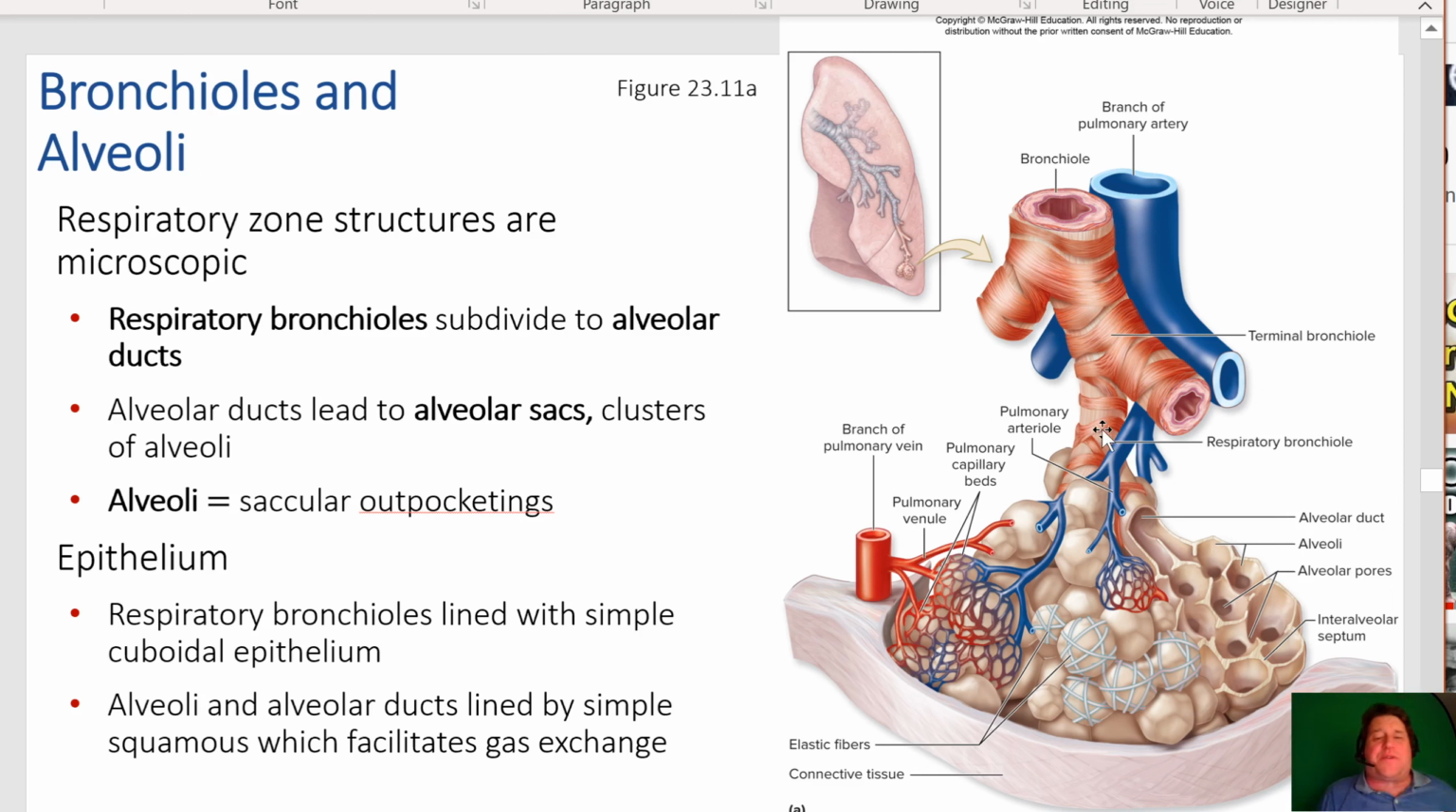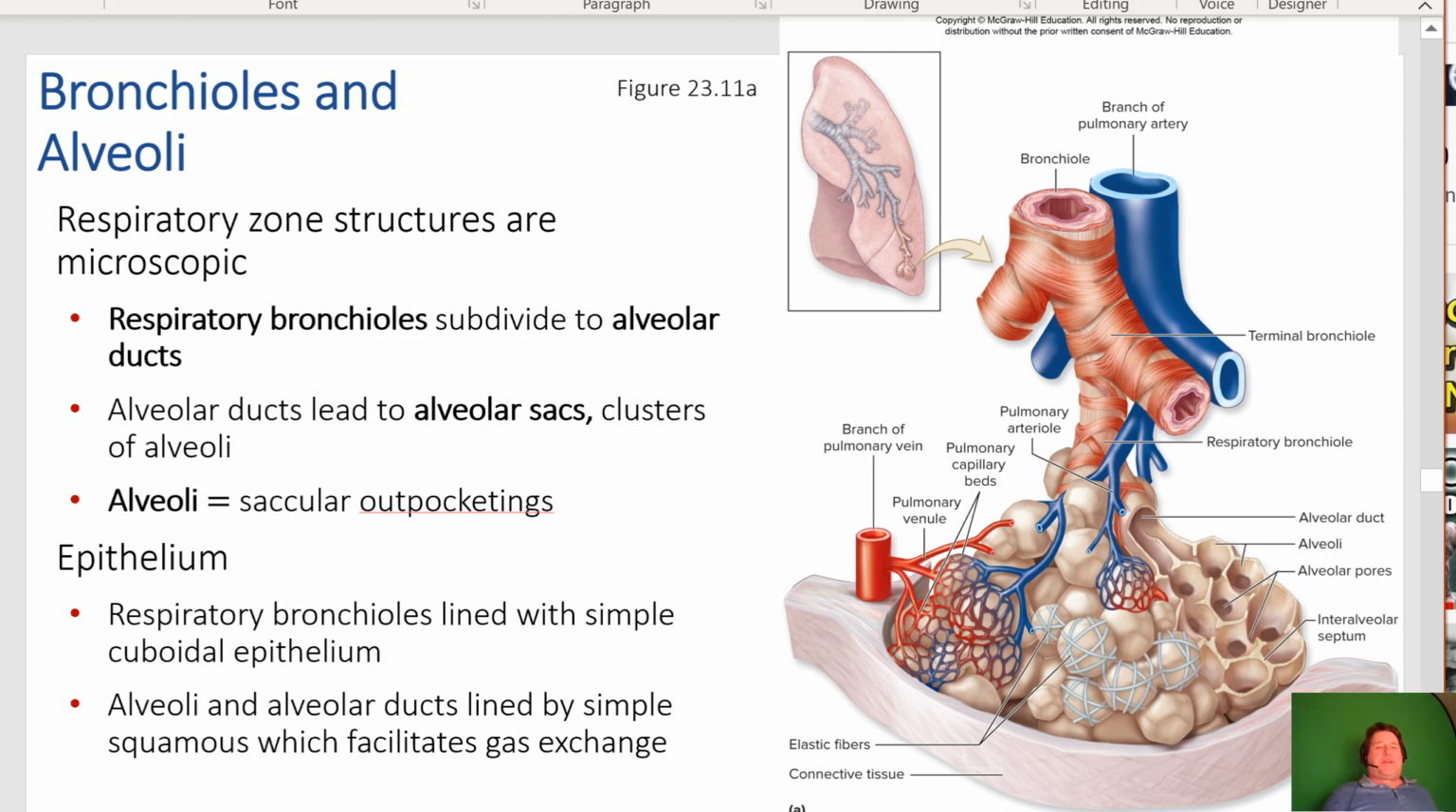The last of the bronchioles are the respiratory bronchioles. So the respiratory bronchioles then subdivide to the alveolar ducts. And alveolar ducts are these last ones that lead to these big bubbles here. I'm calling them bubbles. They look like a bunch of bubbles. And these are the alveoli. And it's on these alveoli that the capillaries surround them and the gas exchange takes place.